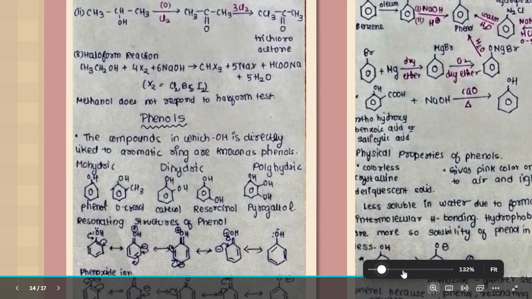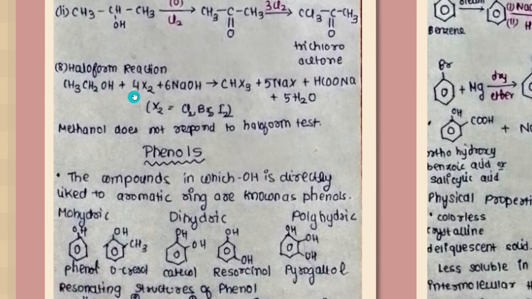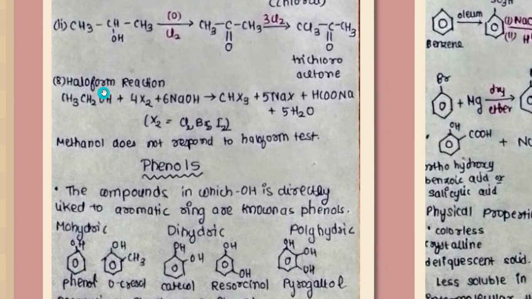Now finally the last chemical property, the haloform reaction. What is a haloform reaction? CH3CH2OH, this alcohol, plus 4 molecules of halogen X2, in the presence of 6 NaOH, will give us CHX3 plus 5NaX plus HCOONa plus 5H2O. This is the haloform reaction. This gives us a haloform. If the halogen is chlorine, it will give chloroform. If it is bromine, it will give bromoform. If it is iodine, iodoform.